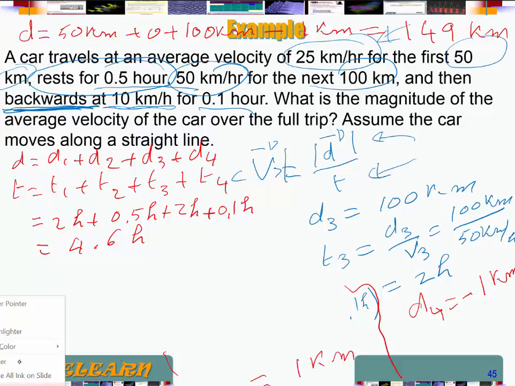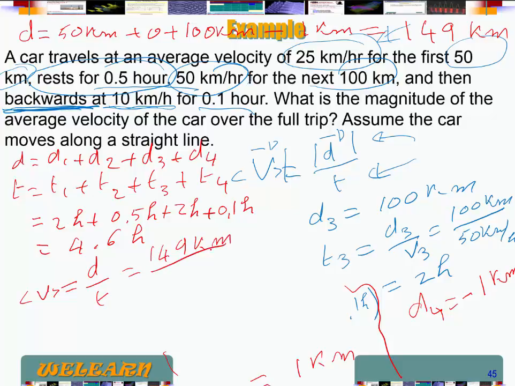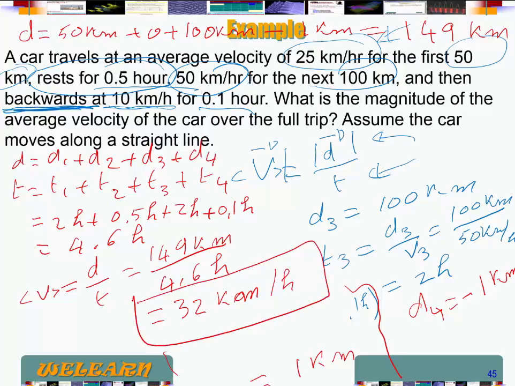So my overall average velocity is going to be displacement over time. So in magnitudes here, it's going to be 149 kilometers over 4.6 hours. So that comes out to be 32 kilometers per hour. That's my average velocity.